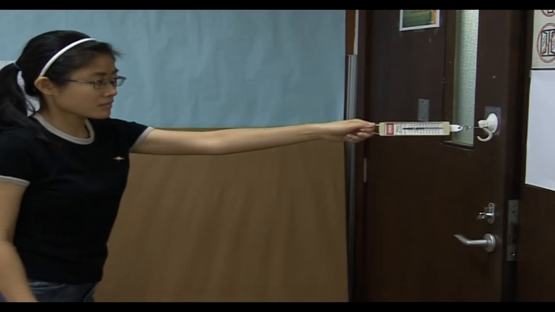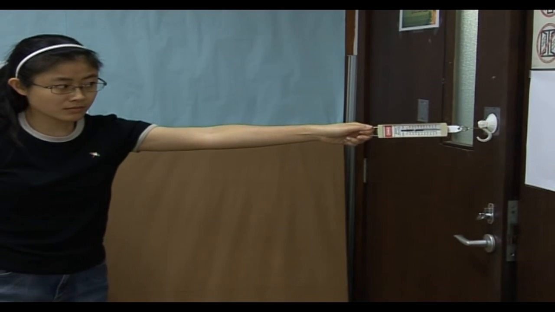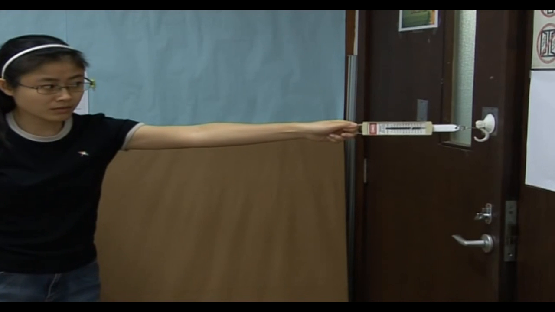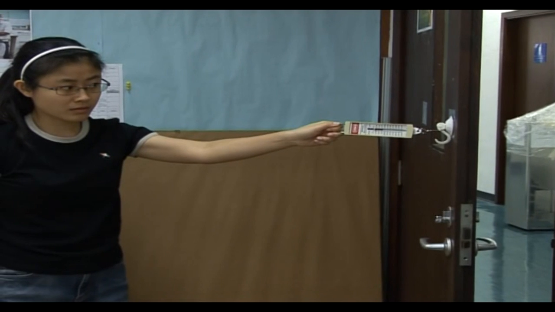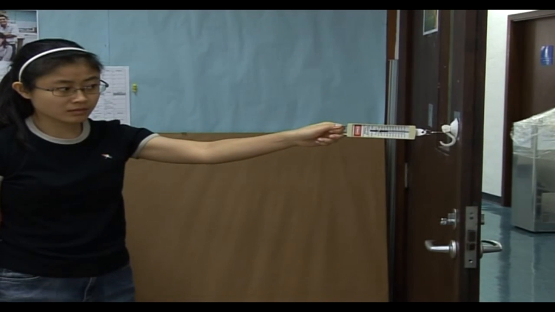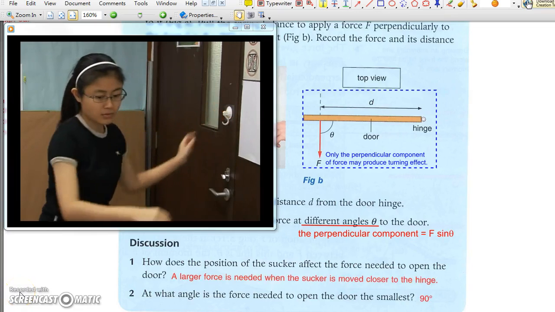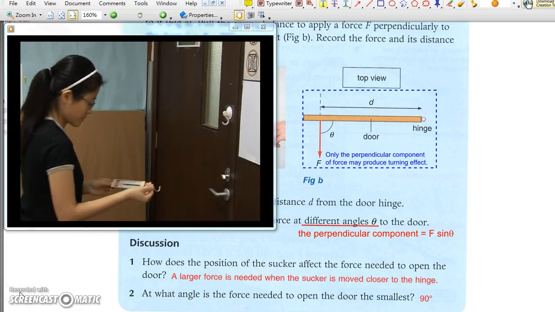Now, attach the sucker to the edge of the door again. Apply a pulling force at an acute angle to the door. How does the force needed change? The position of the sucker affects the turning effect.